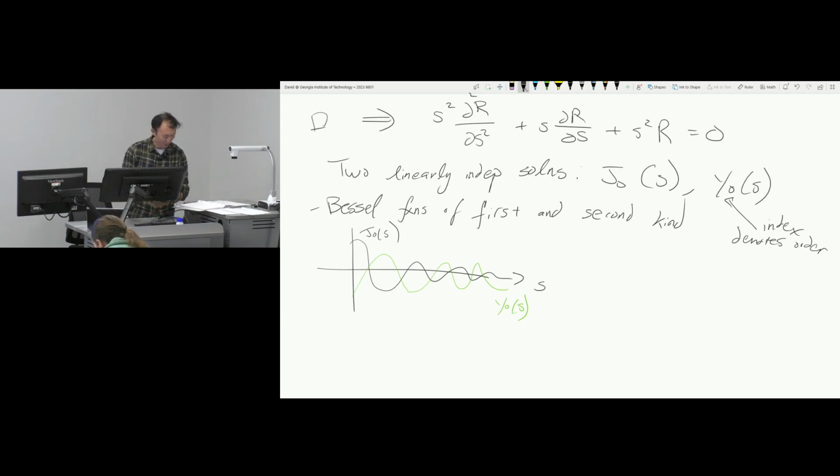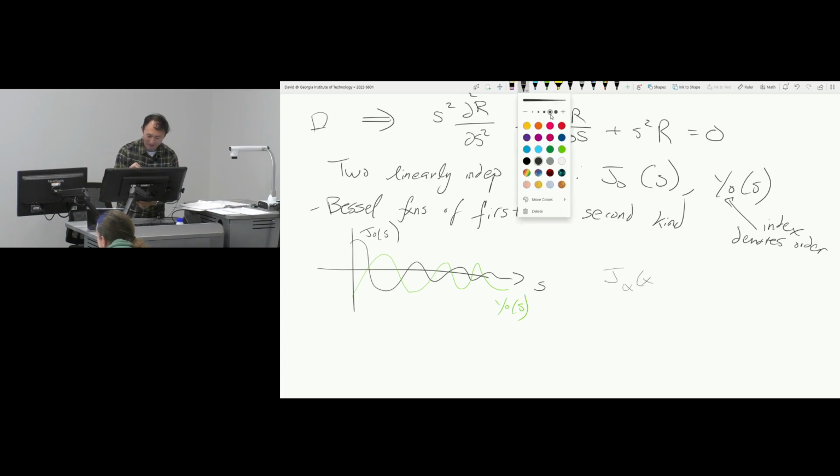And if for some reason you want to know what these look like, but this is why we have the lookup tables, J alpha of x. Oh, what happened? Oh no. How did it get so thin? You're running out of electronic ink.